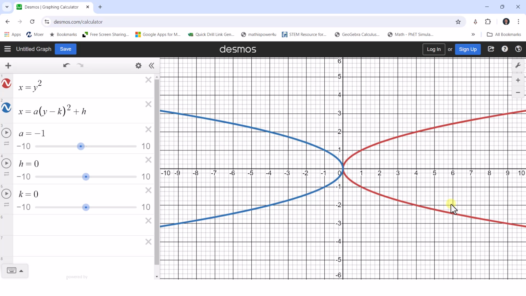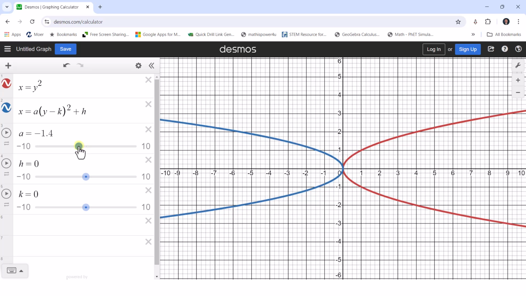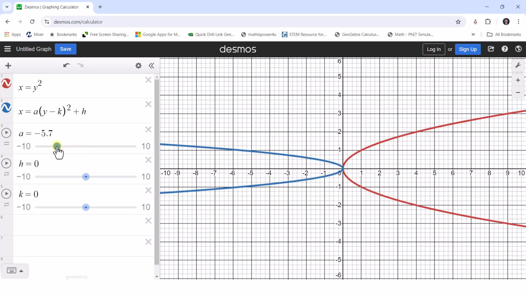Notice when a is negative 1, we have the graph of the red parabola reflected across the y-axis. When a is negative and the absolute value of a is greater than 1, the parabola opens to the left and is horizontally stretched and is more narrow, which we see in blue. Let's set a back to negative 1.